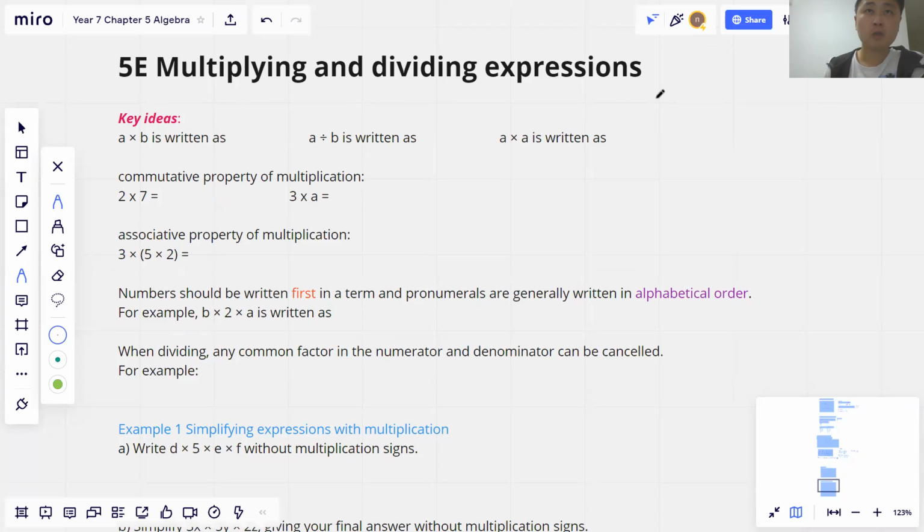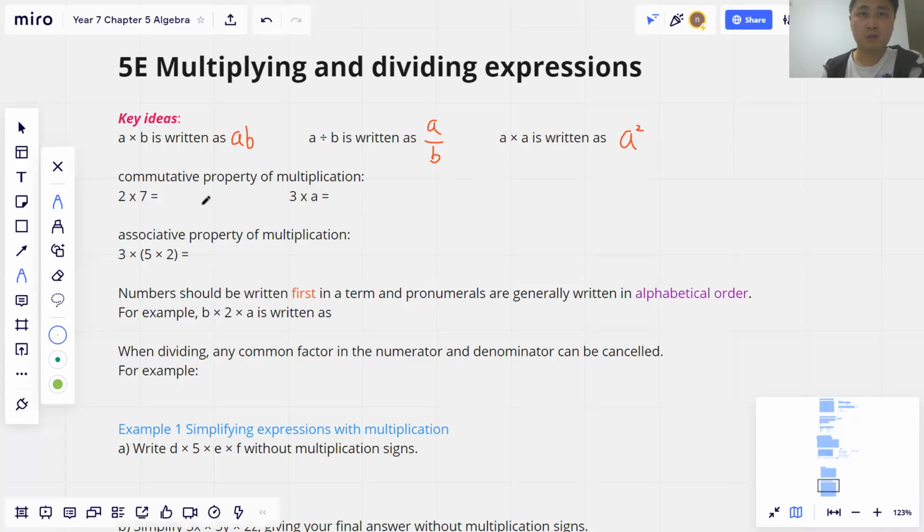So the first one, we have A times by B. We can write this as AB. So this is A times by B. And if it's A divided by B, we can write this as A over B. And if it's A times by A, we can write this as A squared. That's the first three things that are very important.